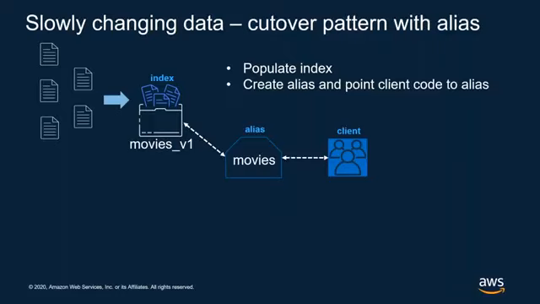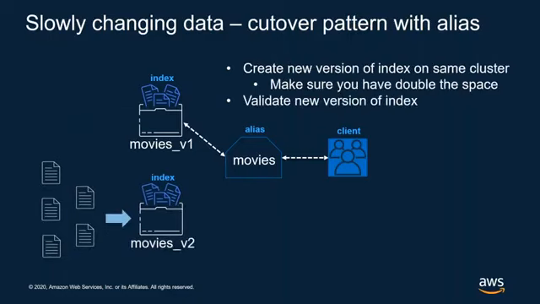So as you're searching and your data starts to change, let's say you update every 24 hours and you completely replace that data set. Well, the next thing you do is you'll create a new version of the index on the same cluster. You'll want to make sure that you have enough storage. Typically, I suggest to customers use double the space and some wiggle room, and then build that new index up while the other index is serving.